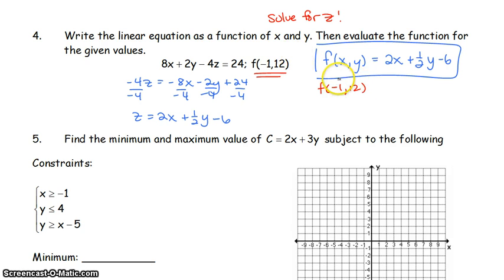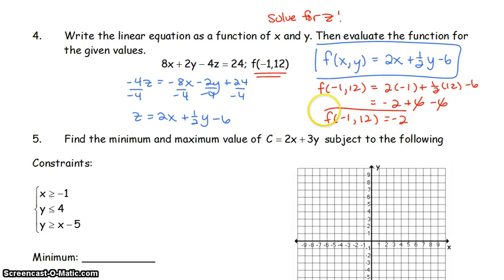Well, we know this is the x, this is the y. So we've got 2 times the negative 1 plus 1/2 of 12 minus 6. A negative 2 plus 6 minus 6. 6 minus 6 is 0. So f of negative 1, 12 is a negative 2.